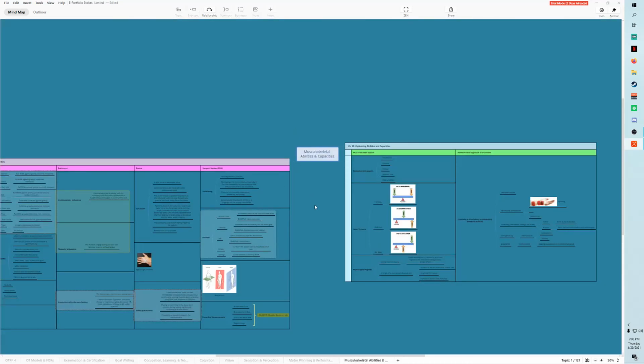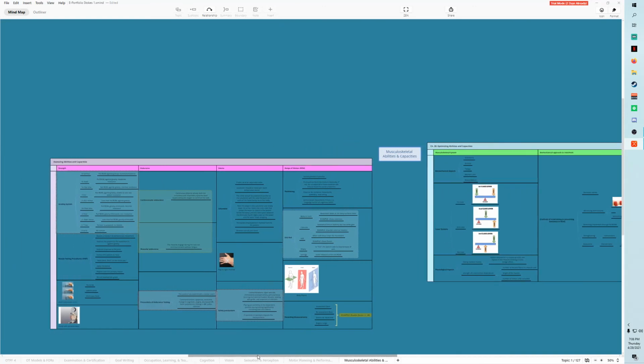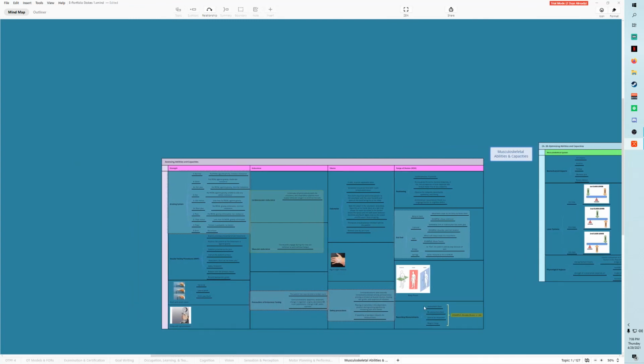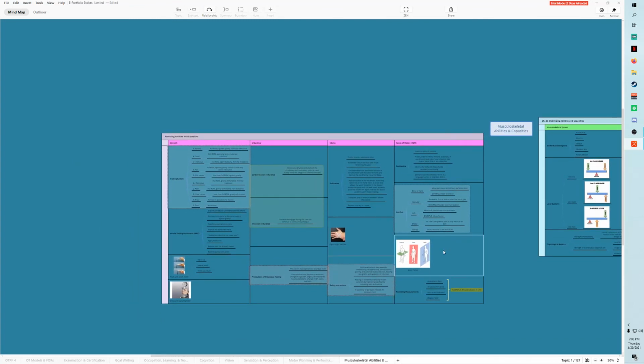The last tab covers musculoskeletal abilities and capacities. I like that this concept map is separated into two distinguishable sections based on the chapter. On the left, we start with the different assessments, and these are really core assessments that we can use for this population. It's really organized well into a table format, and each part of the topic can be easily located.